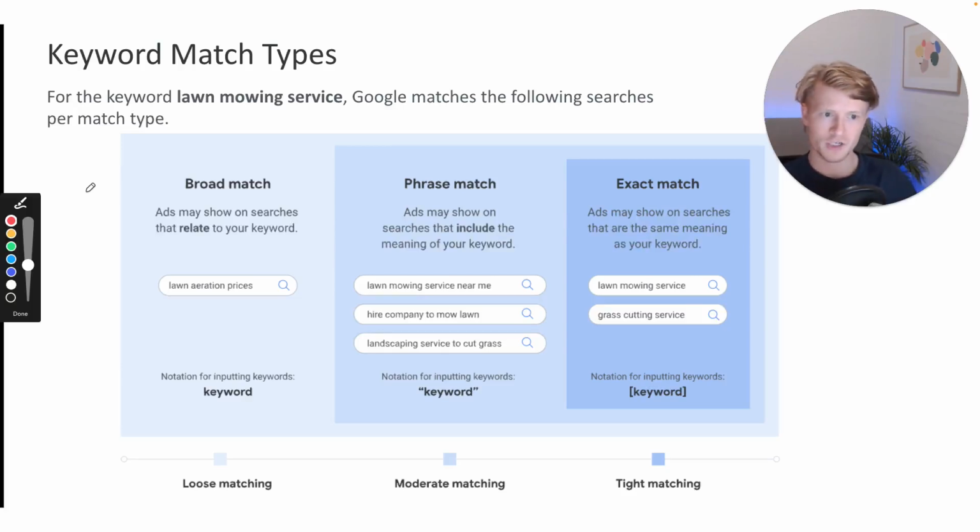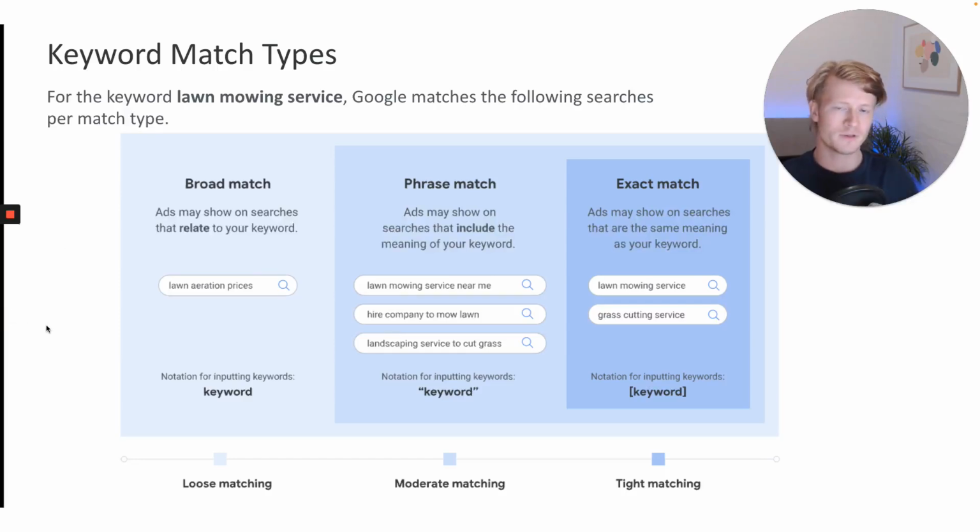Focusing on phrase match and exact match now. With phrase match, your ads may show on searches that include the meaning of your keyword. Google's admittedly quite good at determining the meaning of your keyword. They really are able to serve our ad for similar searches that mean the exact same thing. So we have our ad appearing against lawn mowing service near me, hire company to mow lawn, and landscaping service to cut grass. So they're all slightly different searches, but the intent is the same.